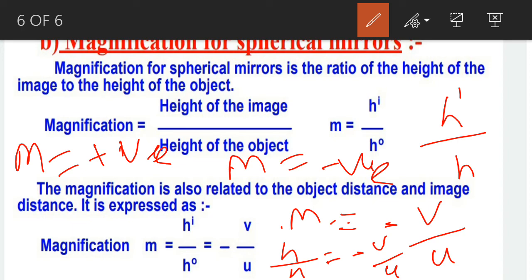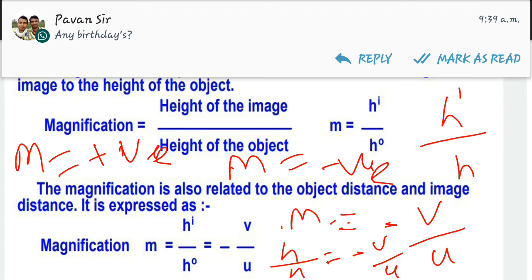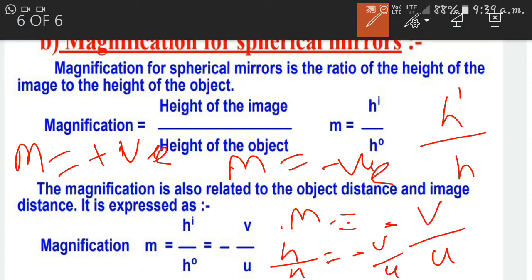You have to use this while solving the numericals, because here we have taken h dash upon h is equal to minus v upon u. Clear? So this is how you have to work with magnification. For a plane mirror, the magnification is always +1. This means the size of the image formed by a plane mirror is equal to the size of the object. Since magnification is positive, the image formed by a plane mirror is virtual and erect.